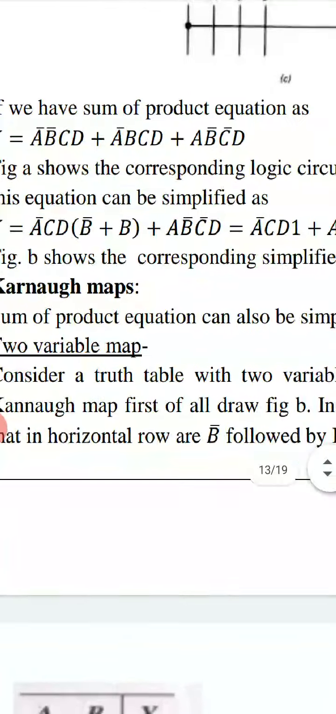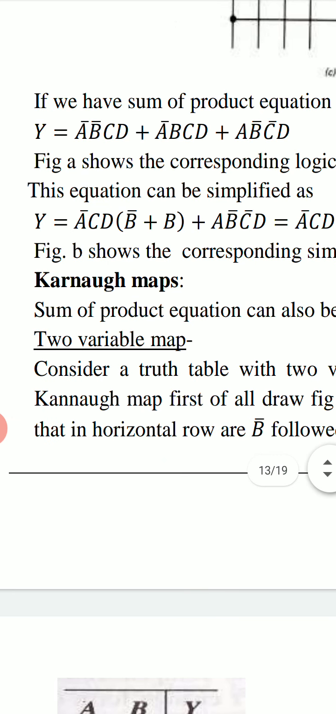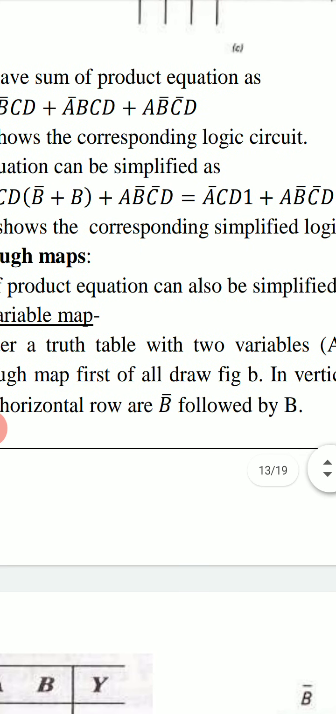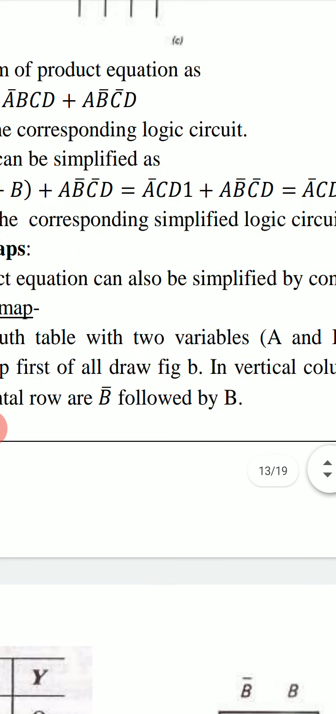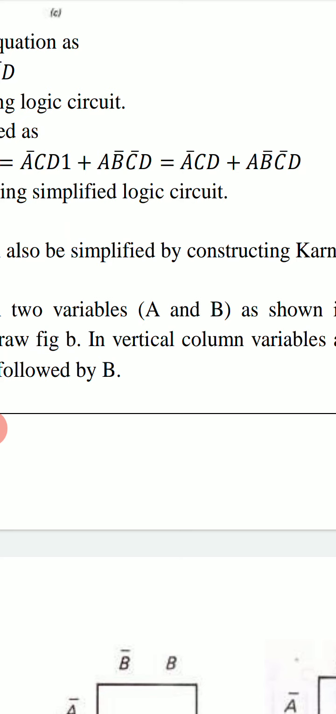And B bar plus B is equal to 1. So we have y equal to A bar C D dot 1 plus A B bar C bar D, and A bar C D dot 1 is equal to A bar C D. So we have y equal to A bar C D plus A B bar C bar D. This is the simplified expression for output y, and using this simplified expression we can find a simplified logic circuit for a given truth table.